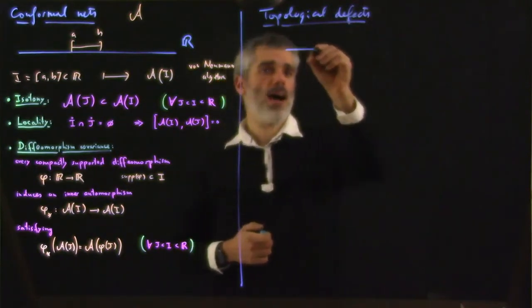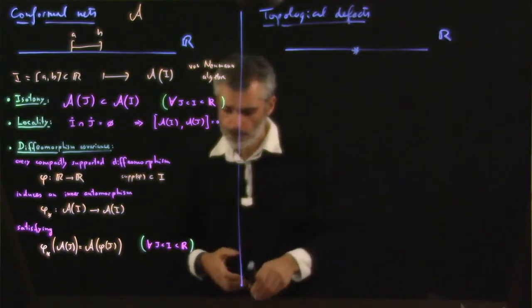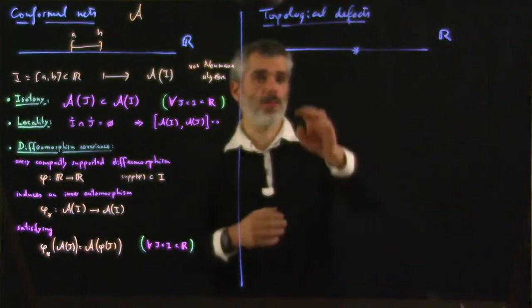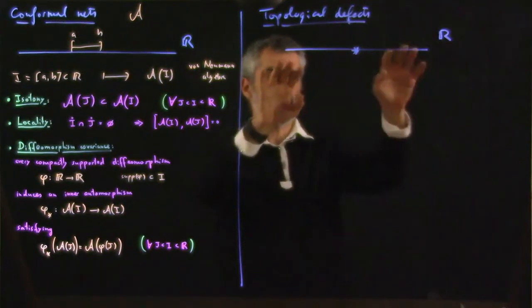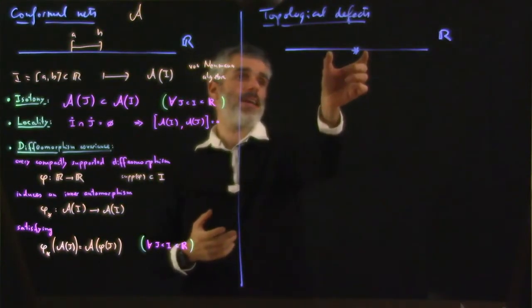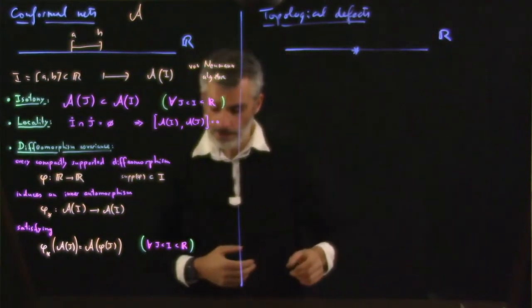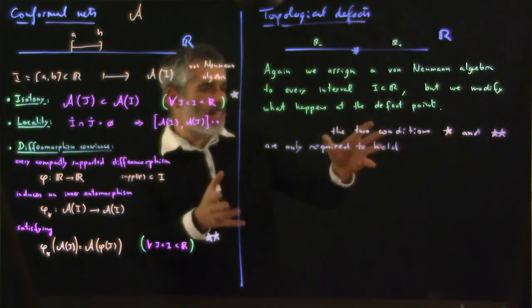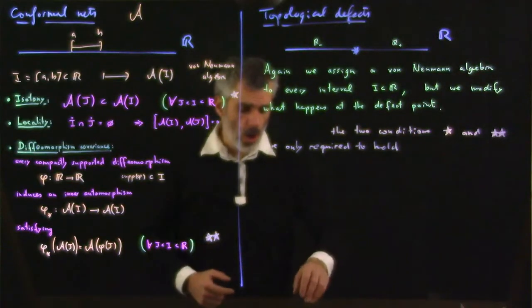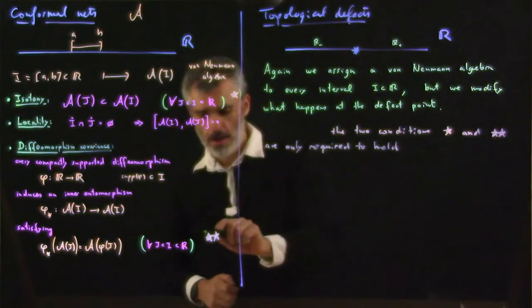So again, we have R, where now we have a defect point, where we are going to modify the data of the conformal net. So the conformal net away from the defect point remains exactly what it is, and at the defect point, we're now assigning different algebras, and that's the data of the defect. And all the axioms for defects are exactly the same as the ones listed here, with two small modifications.